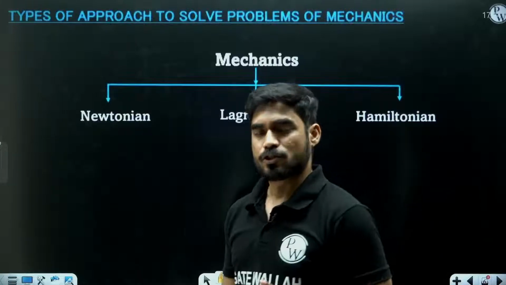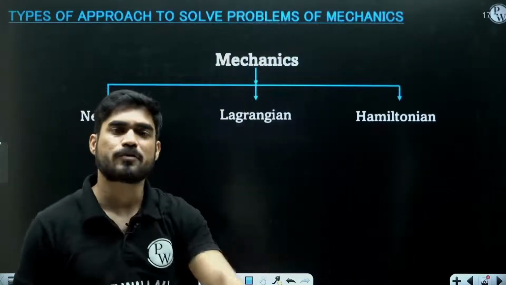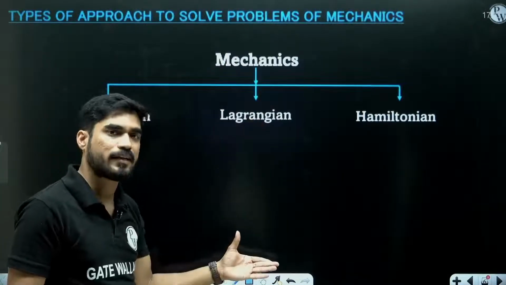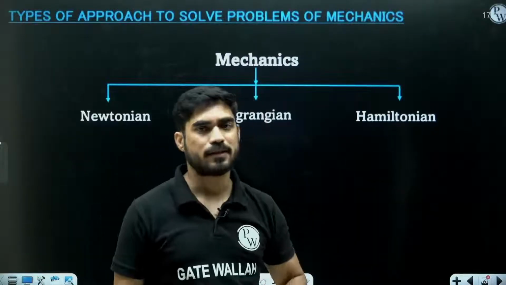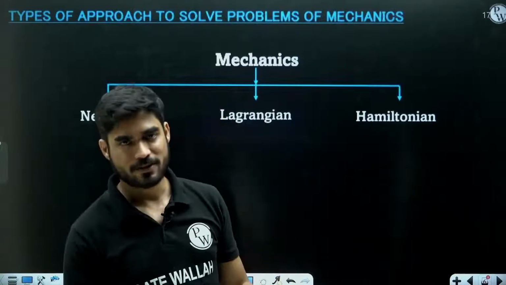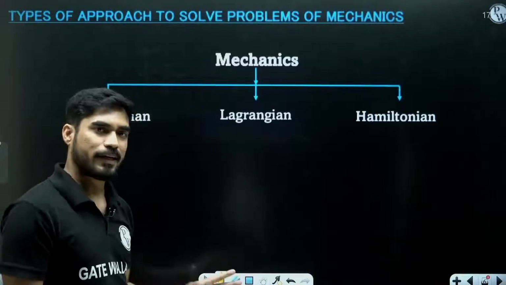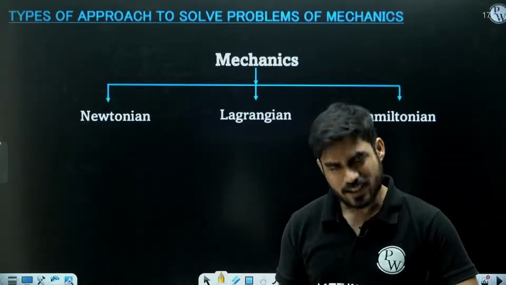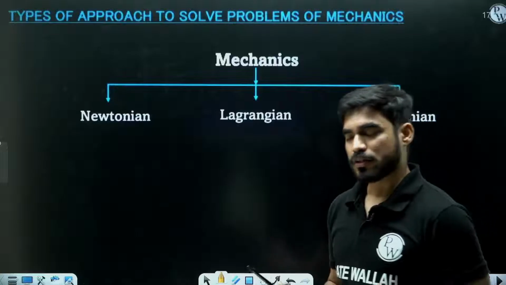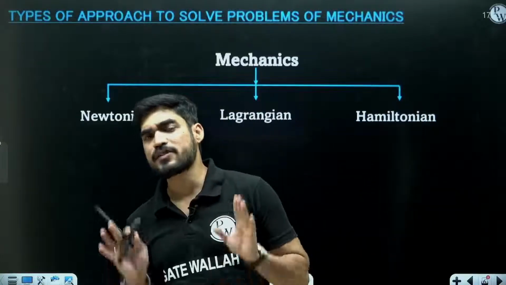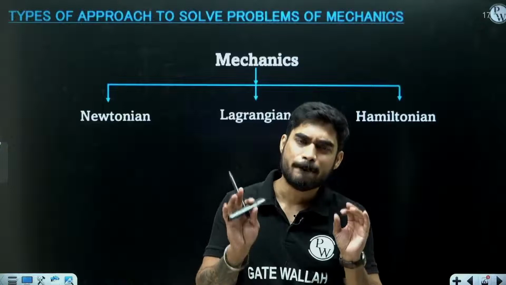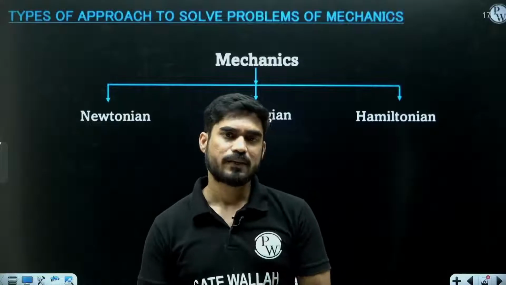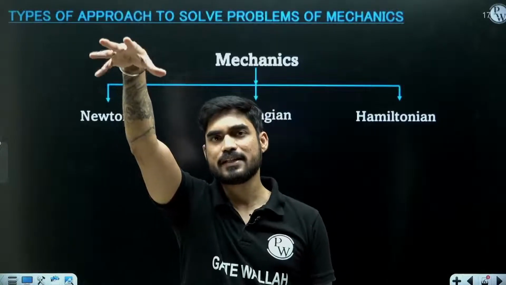So the same problem, we are releasing the ball from some height. Now we need to find the equation of motion. The same problem can be solved by Lagrangian mechanics and Hamiltonian mechanics. Hamiltonian mechanics is not in our syllabus, so we will not talk about it. Lagrangian mechanics is in our syllabus. Now what is Lagrangian mechanics? Lagrangian mechanics is based on the concept that a body always moves in such a way that there is minimum resistance to the motion.